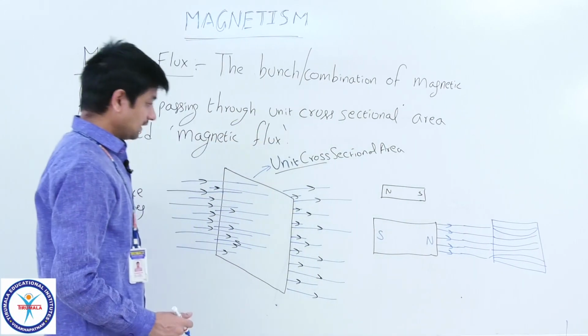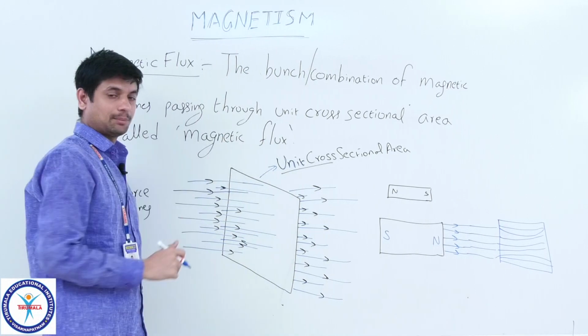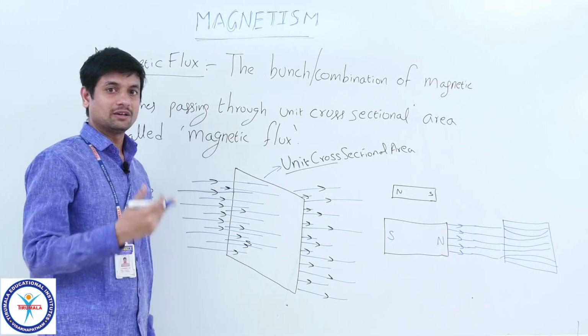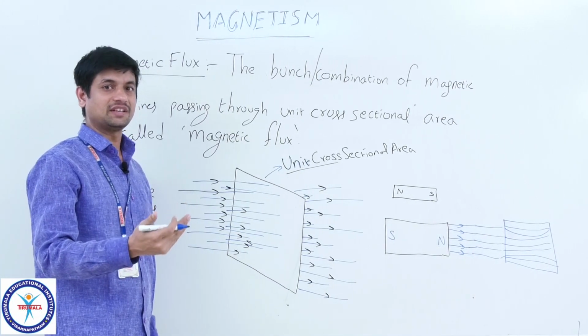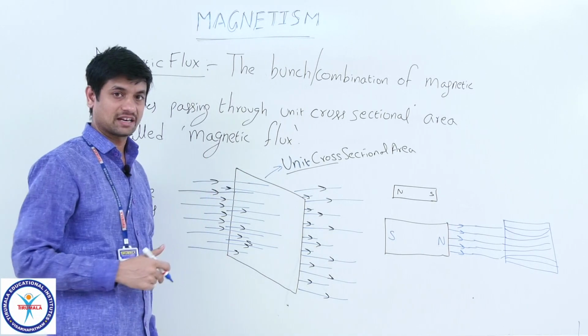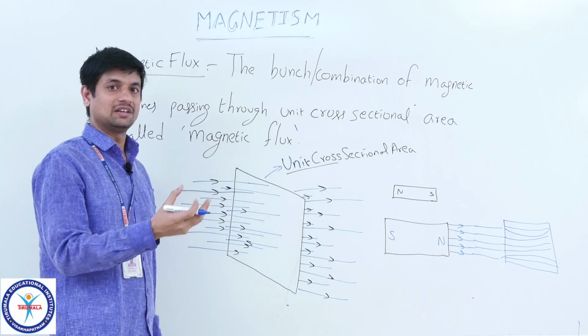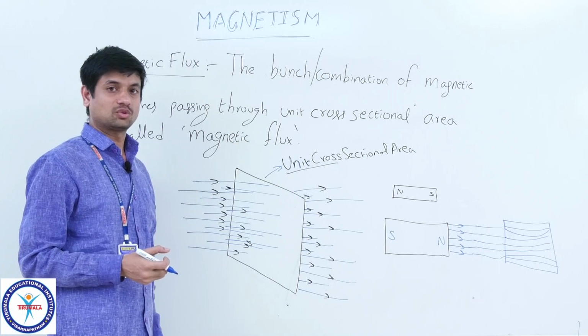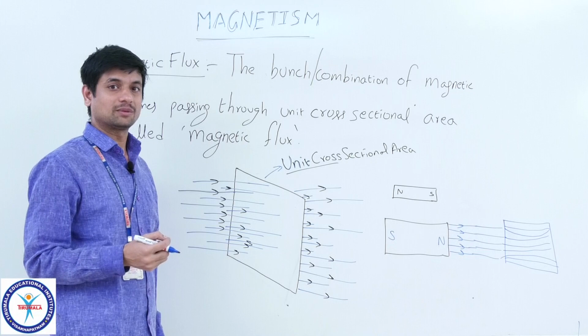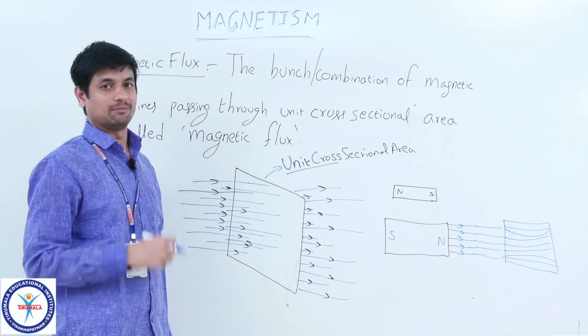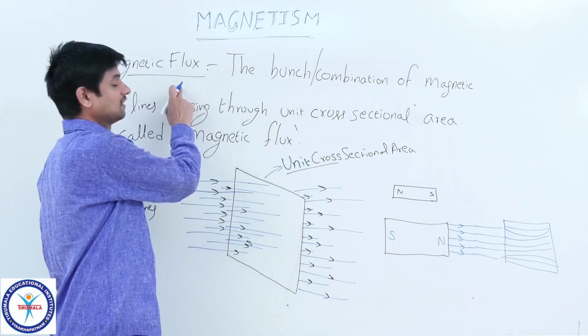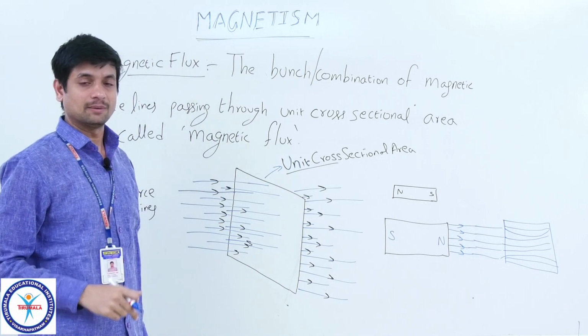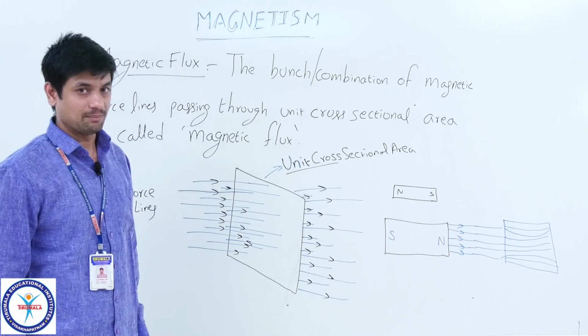Based on this concept we can know how a material, in the presence of any external magnetic field, will allow the magnetic force lines, and due to that how that material will be magnetized can be known. So, that is why we are measuring this factor, magnetic flux. What do we call it? Magnetic flux.